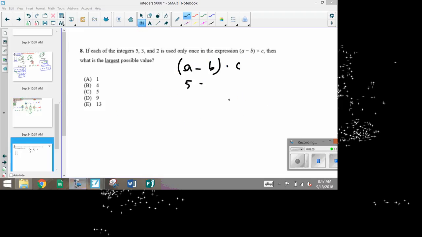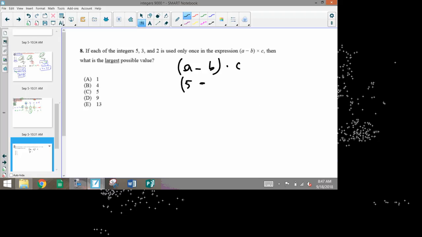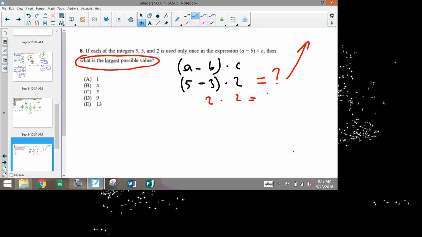All right, A is 5, B is 3, and then C is 2. I'm just trying. Circle the question. What is the largest possible value of this product as a result? Is that the largest number I'm gonna get? Let's check. 5 minus 3 is equal to 2. 2 times 2 equal 4. So since I got 4, answer is definitely not 1, because I found 4 is greater than 1, but I need to keep trying. I should try, right?